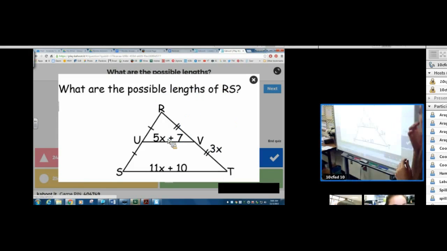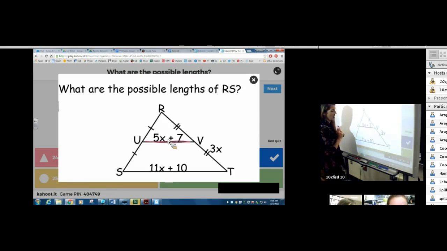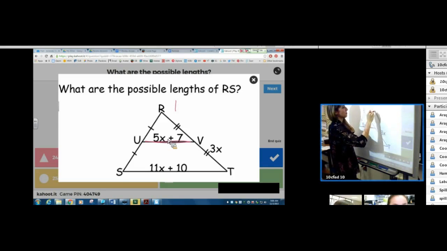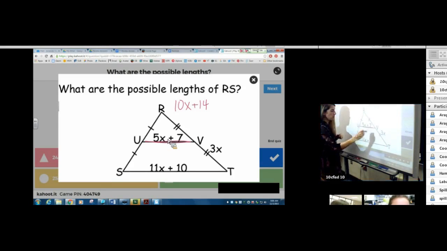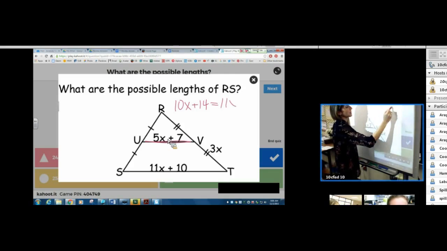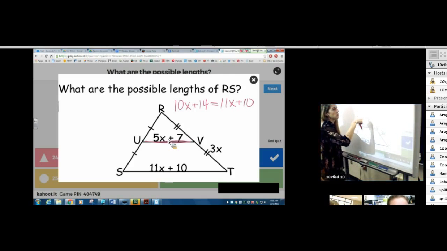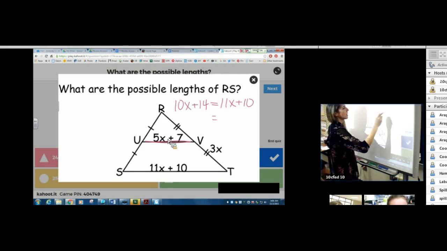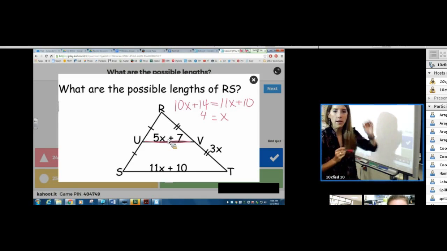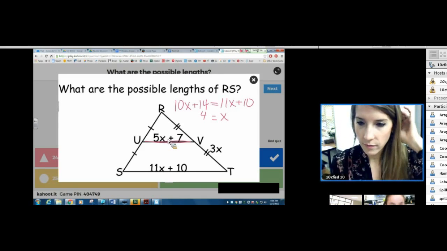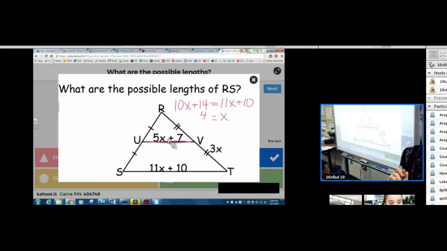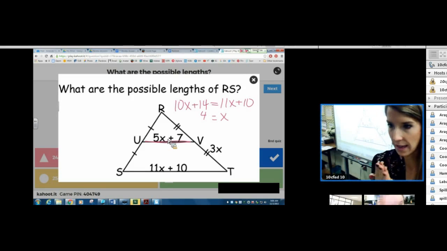All right, so let's begin by finding x. We know that a mid-segment is half the length of the base. Not the base, but the third side. So we've got 10x plus 14 equals 11x plus 10. We subtract 10x from both sides, and we get just plain x. We subtract 10 from both sides, and we get 4. Did we get that? Everyone got x is 4? Yes. So now let's plug x in.